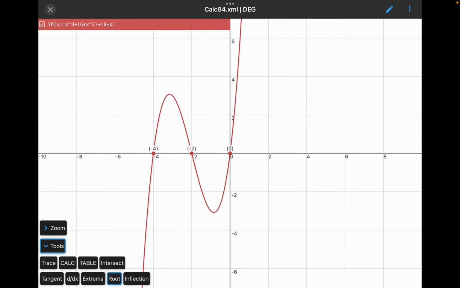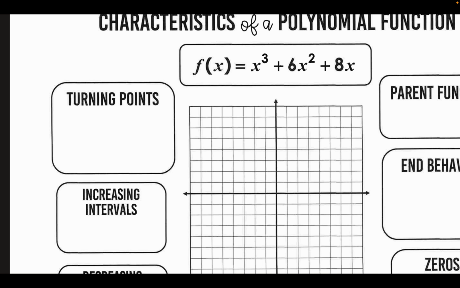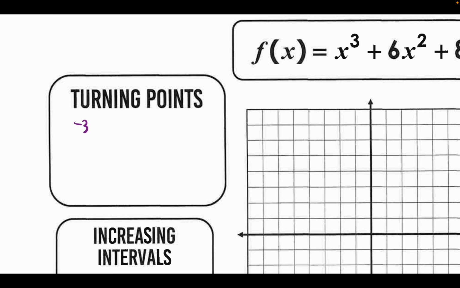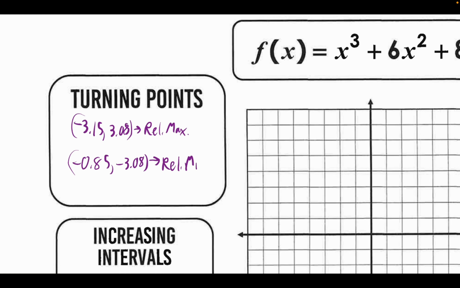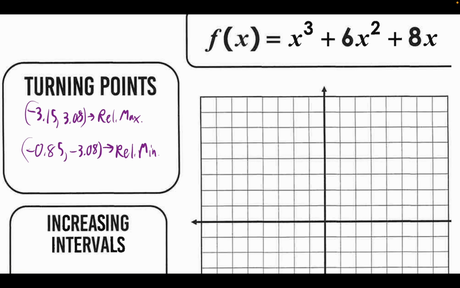So I'm going to look for the roots and the extrema, and I'm going to go ahead and take note of those. So the extrema are going to go in for the turning points here on this graphic organizer, and I'm going to label them as relative minimums and maximums. And I'm going to round to the nearest hundredth again, as I have been before. So go to turning points. So negative 3.15, comma 3.08. And as mentioned, that is the relative maximum. And then you can have negative 0.85, comma negative 3.08. And that is the relative minimum. And I'm going to go ahead and graph those.